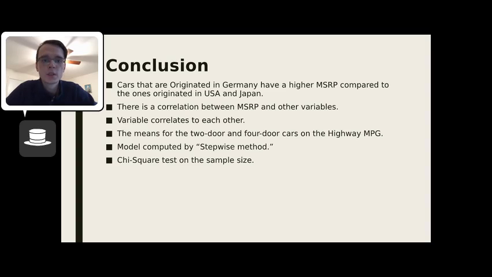In the next statistical method, we compared the means for two-door and four-door cars on highway miles per gallon. Our findings suggest that there is a difference between two-door and four-door cars on fuel efficiency, and if a future buyer plans to save money on highway trips, they should consider choosing a vehicle with two doors instead of four doors.